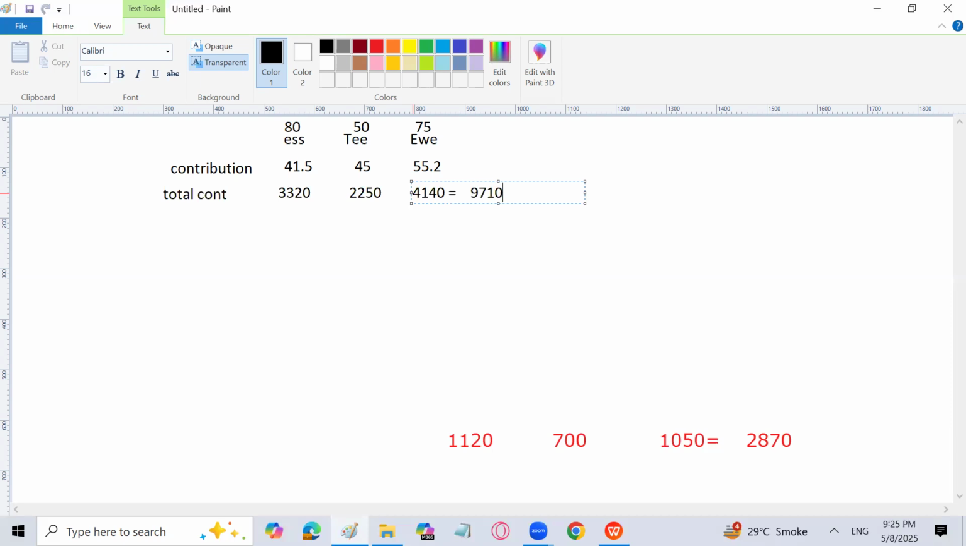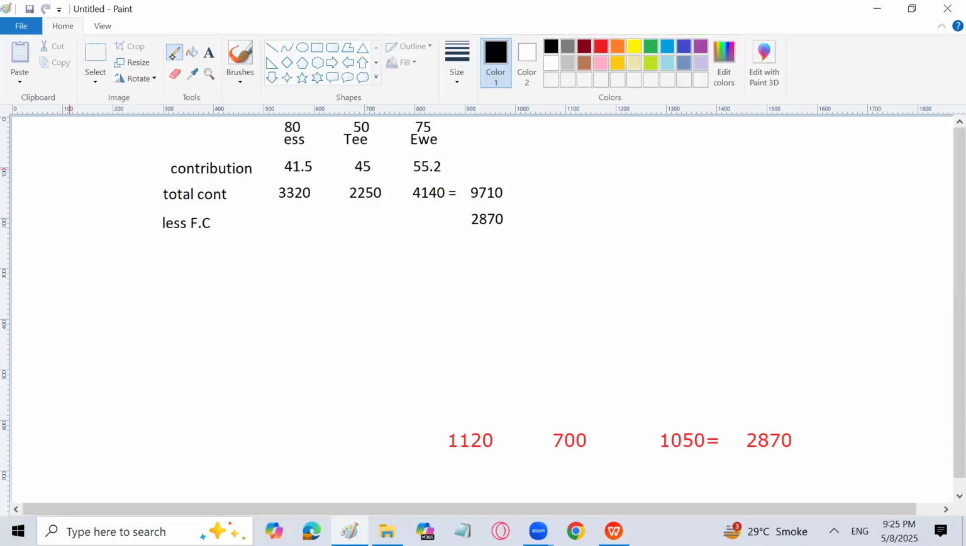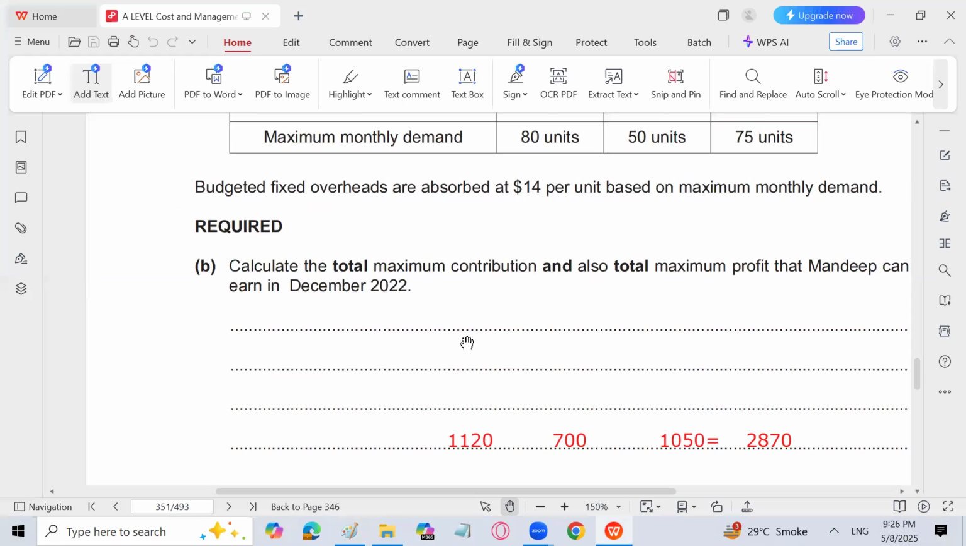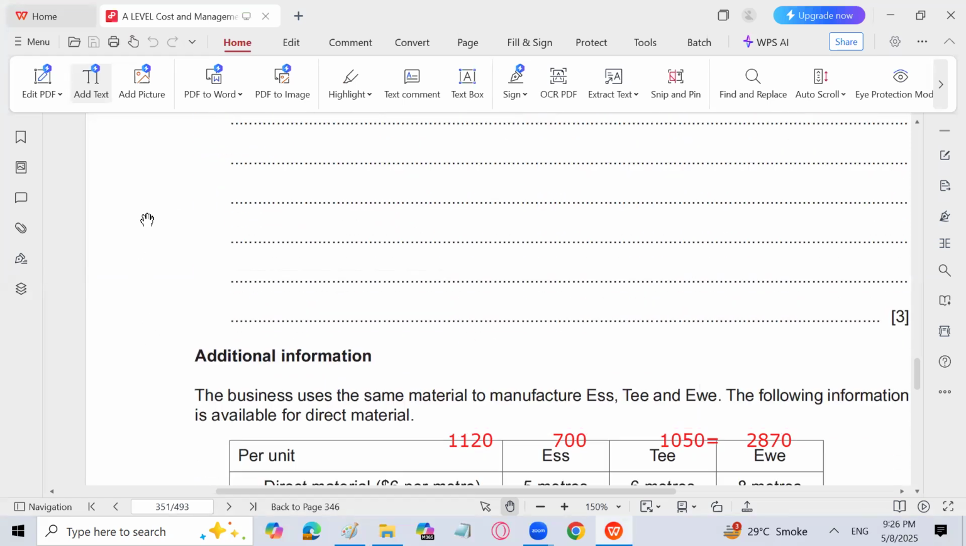That is 9710. Less fixed cost, which we have already calculated as 2870, we will get the profit. 9710 minus 2870 is 6840. 6840 is the profit, which is our total maximum contribution and total maximum profit that Mandeep can earn in December.